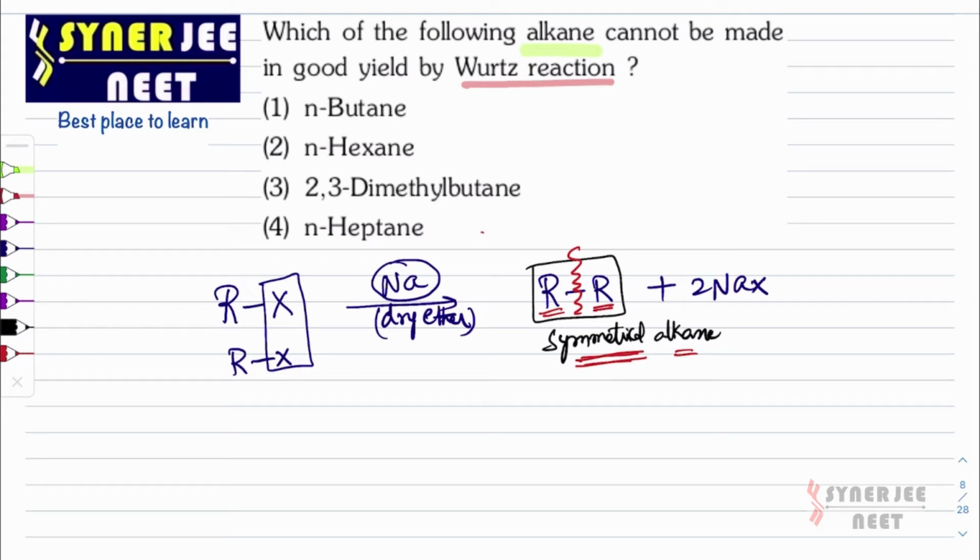Now, the first one: n-butane. n means normal. Normal butane means all four carbons are arranged linearly. That is normal butane. And in n-butane, there is symmetry here.